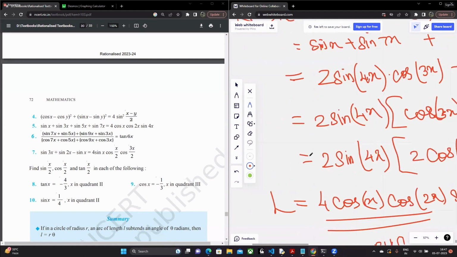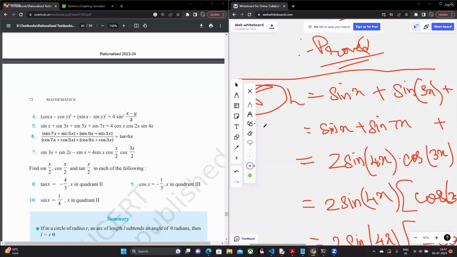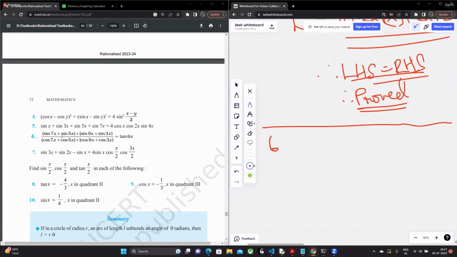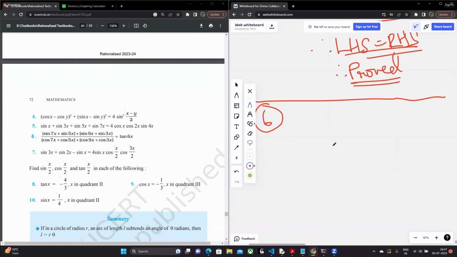That's question number 5. Question number 6. Sin 7 plus sin 5 plus sin 9 plus sin 3 divided by cos 7 plus cos 5 plus cos 9 plus cos 3 is tan 6. Very simple. It's almost the same as question number 5. But the only problem is you have a numerator and denominator. Doesn't make a difference, to be fair. So take the LHS again.